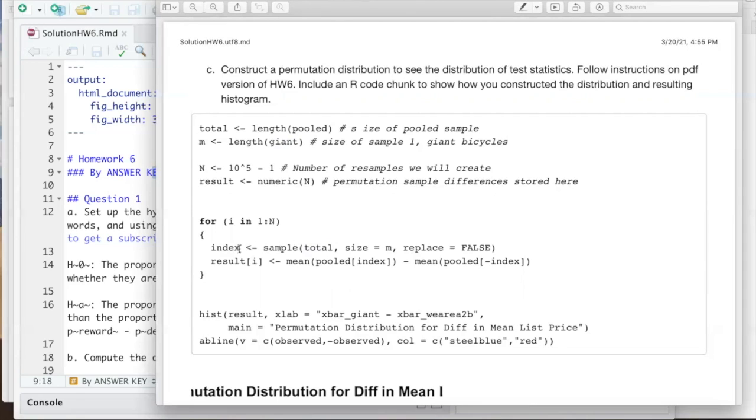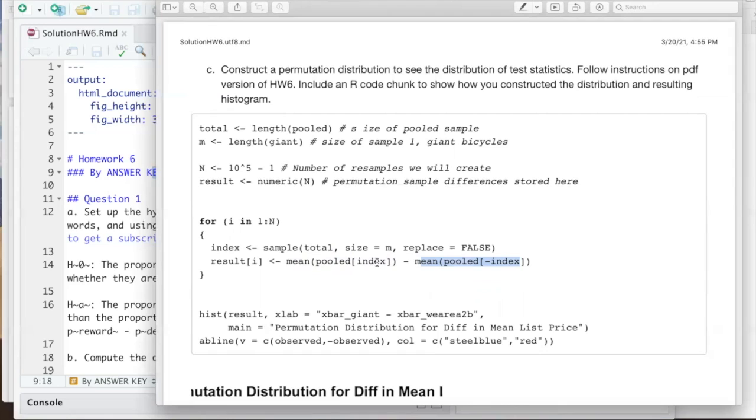So this index vector is going to go through, I don't remember how many observations there were. There were about 7,000 to 8,000 different observations. So it's going to take all of the integers from 1 up to whatever the number total is. And we're going to select the same number of observations that were in the original Giant sample to be in our first sample. And then we're going to put all of the rest into our second sample. So this is calculating the mean of the first M values that were picked for sample 1. This is calculating the mean of all of the other observations that weren't picked for sample 1.